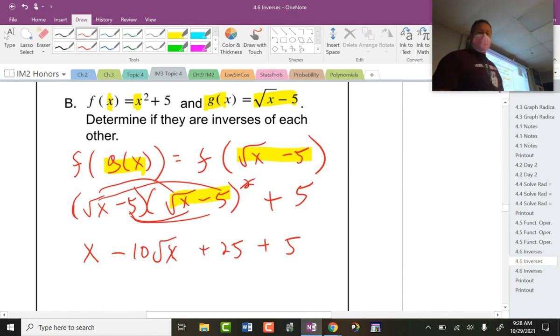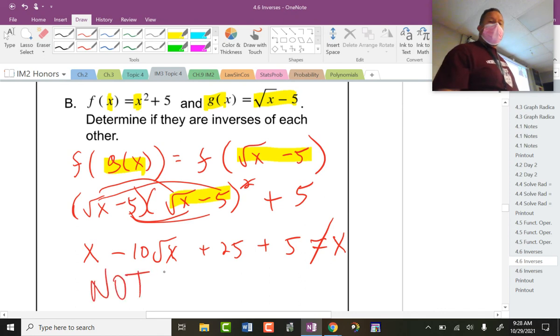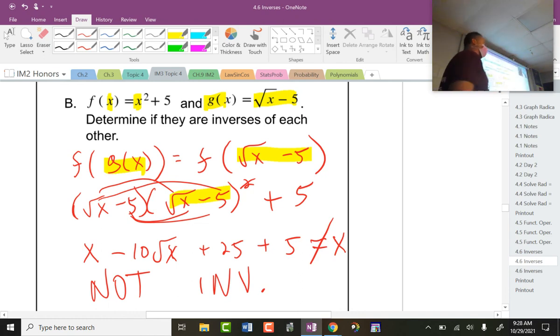By the way, does this even remotely come out equal to x when we're done? Yes or no? 3, 2, 1, yes or no? No. So it's done. I don't even care about the other part. These are not inverses because that first part did not end up equaling x.